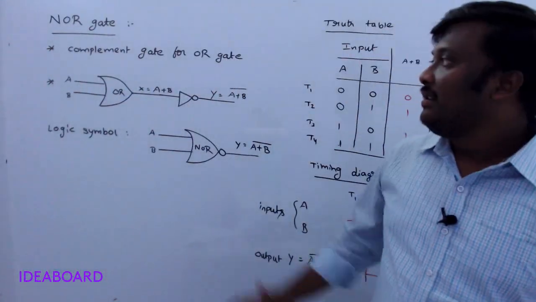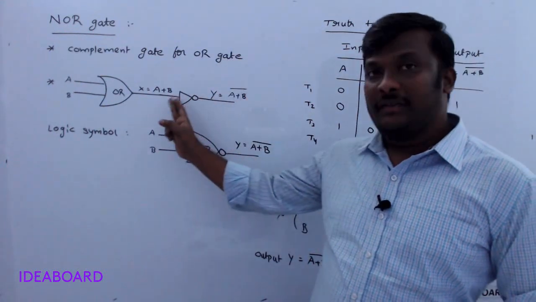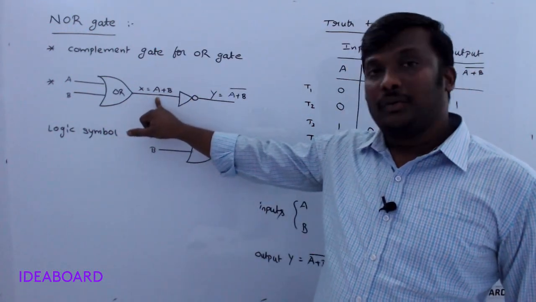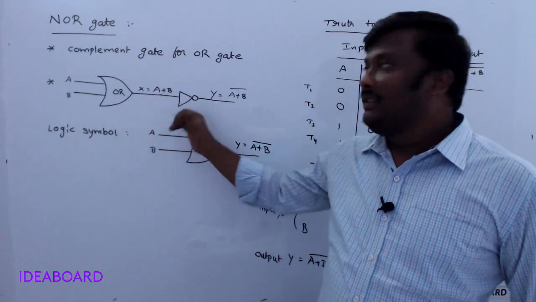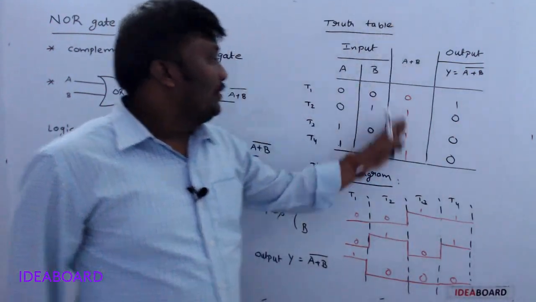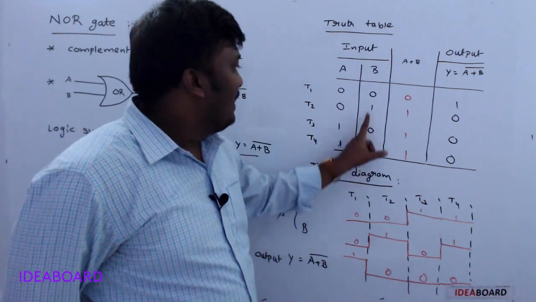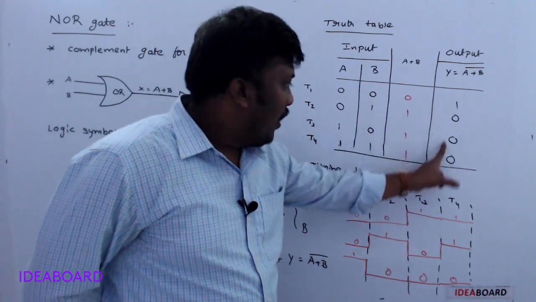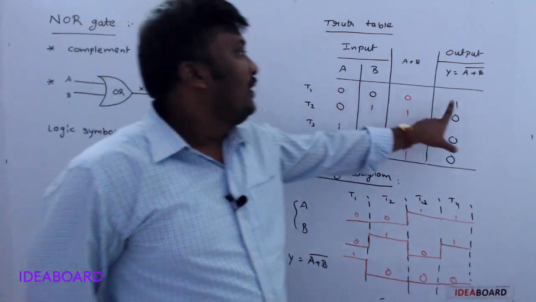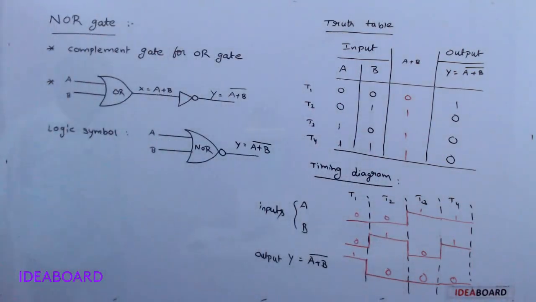Okay, what is a NOR gate? It is just a complement gate for the OR gate. The second point is very important. The output of the OR gate is connected to the input of the NOT gate, then you get the NOR gate. This is the logic symbol. From the truth table, you can get two statements. What are they? The first one: if any input is high, output is low. Second one: if all inputs are low, then only the output is high. Clear? Please note it down.